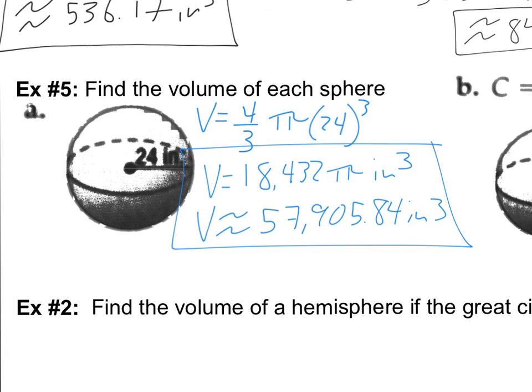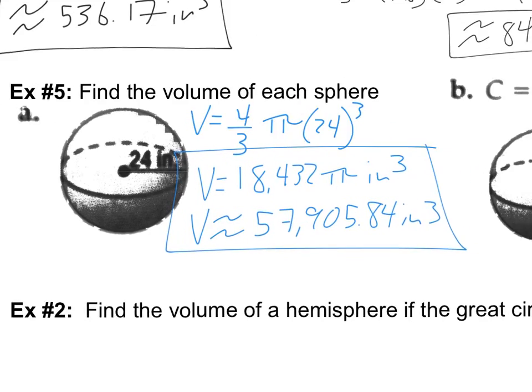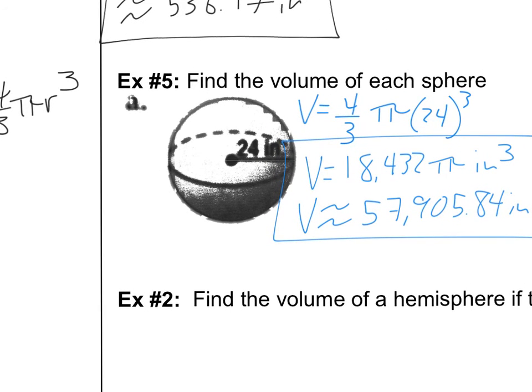Now, something about this one that I would talk about is 24 inches is the same thing as 2 feet. And so it might be more reasonable to give us an answer in cubic feet. So this same thing that is 18,432 pi cubic inches, what would it be in cubic feet?